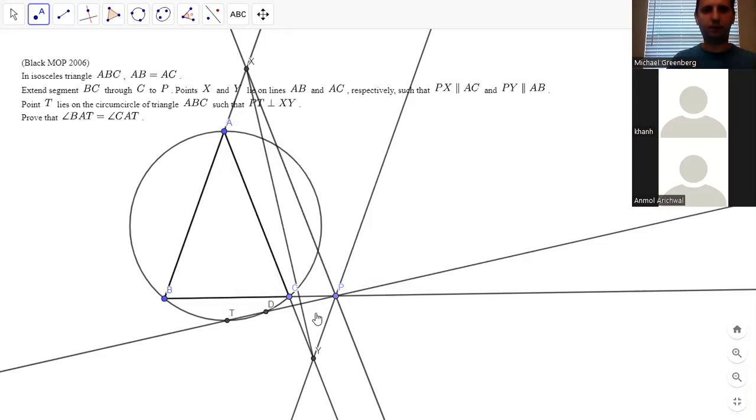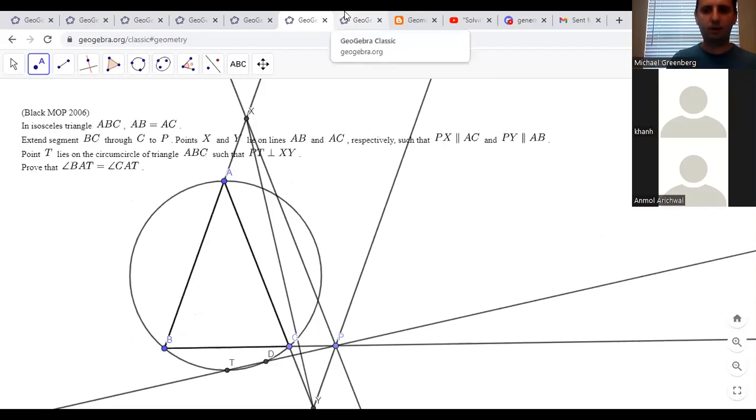I think it's easy enough to show that if T is the midpoint of arc BC, then TX squared minus TY squared is PX squared minus PY squared, because PX squared is AY squared, and PY squared is AX squared. And let's see. But yeah, I already did this one, so I'm not going to do it again.